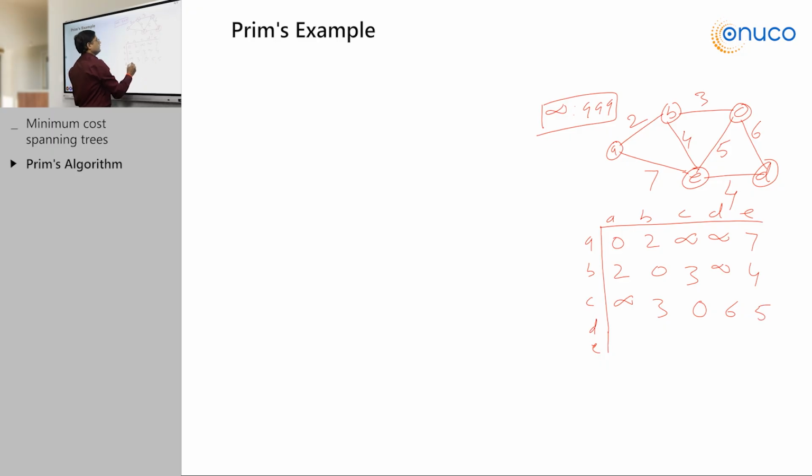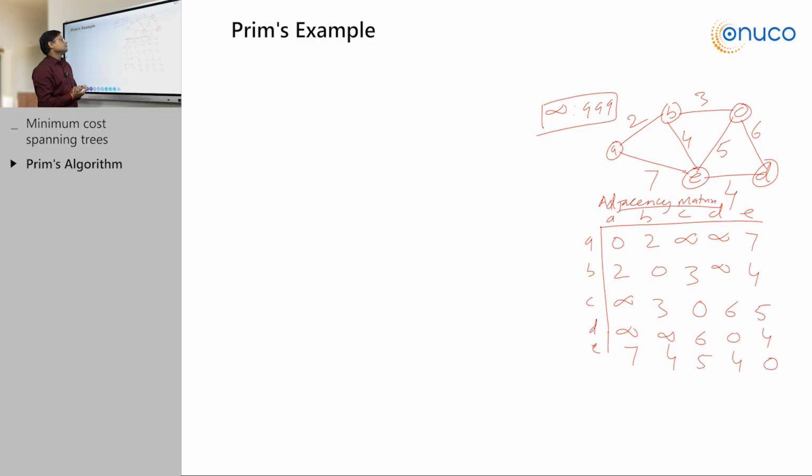D to A is infinity. D to B is infinity. D to C is 6. D to D 0. D to E 4. E to all the vertices: E to A 7. E to B 4. E to C 5. E to D 4 and 0. So what is this? This is called an adjacency matrix. We require this when we are talking about the program. Otherwise, we are not able to perform the task.